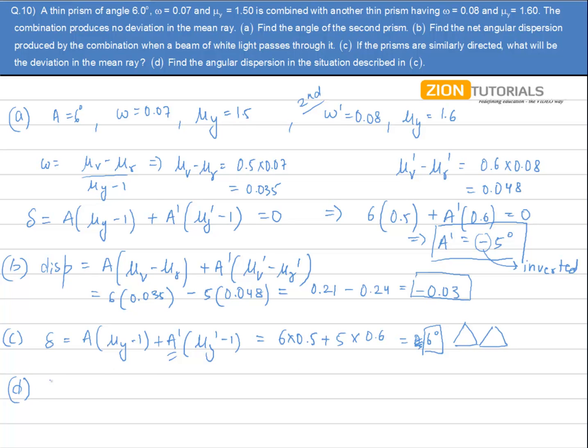Now if I talk about the D part, it is saying find the angular dispersion in the situation described in C. So again, using the same formula which we have used in B, we will just invert the minus sign, and the dispersion would be 0.035 into 6 plus 5 into 0.048, which would be equal to 0.21 plus 0.24, right? So this would be equal to 0.45 degree, right? So this would be the answer.